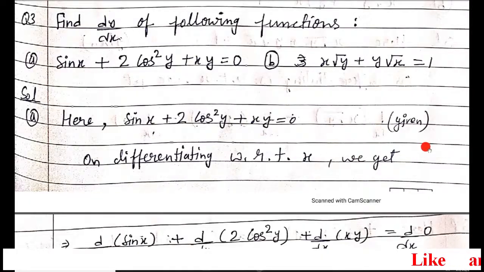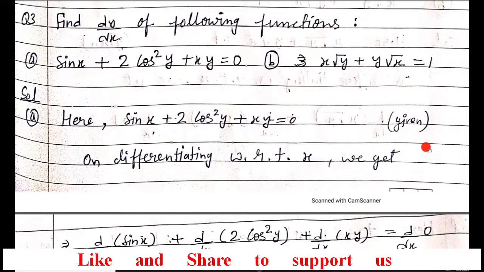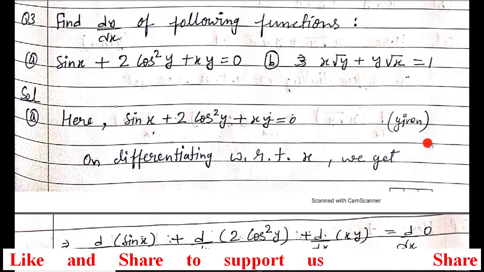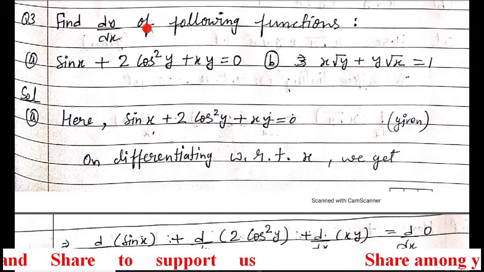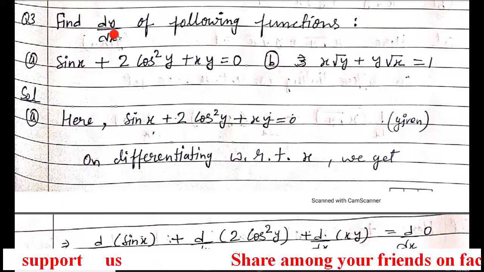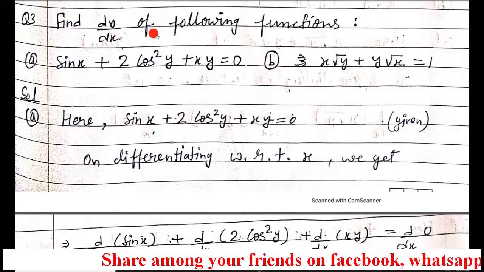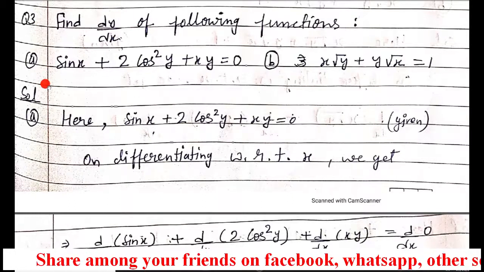Everyone, I am going to explain question number 3 and question number 4 of exercise 7.3 of class 12. As you know, this exercise and this 7th chapter are based on differentiation, and in the questions we have to find dy over dx. Since we have to find dy over dx, we have to differentiate the given equation with respect to x. So we will start from question number 3 A.